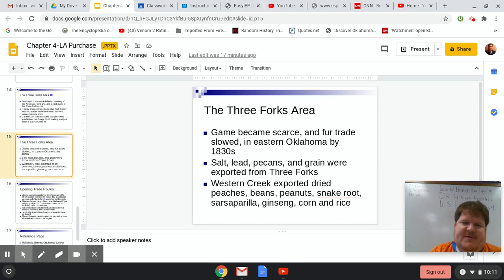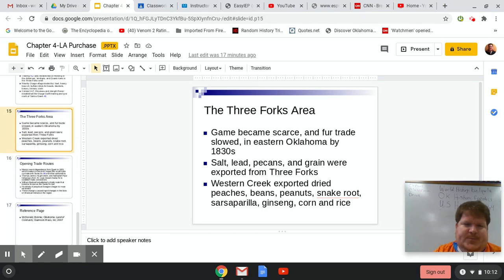Then we've got that game became scarce in this area, so the fur trade was slow. But in eastern Oklahoma by the 1830s, salt, lead, pecans, and grain were exported into the Three Forks area. We do see that agriculture was not a big part in this region, so trade was a big important thing. Western Creek exported dried peaches, beans, peanuts, snake root, sarsaparilla, ginseng, corn, and rice.